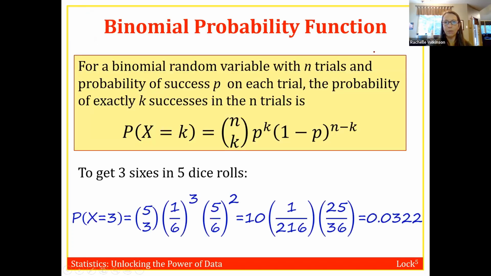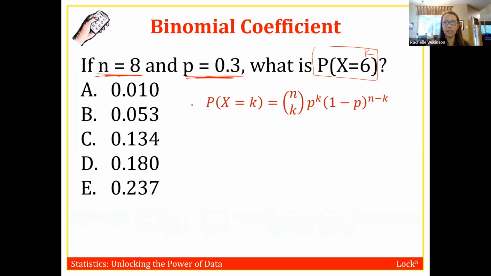So we can get that if we look back up here. We're looking for the probability that X is equal to K. So K is the thing that they're saying X is equal to here. All right, so remember, here's our formula. So let's just plug all these numbers in and see if we can work this out.